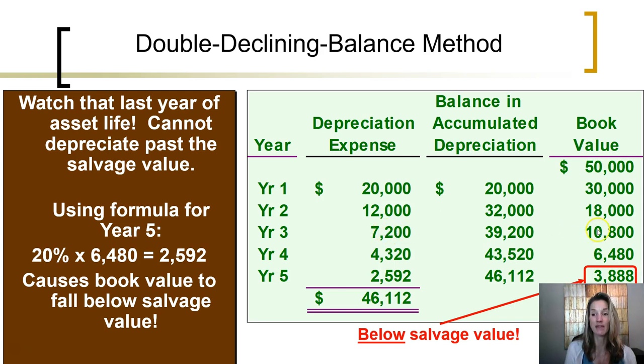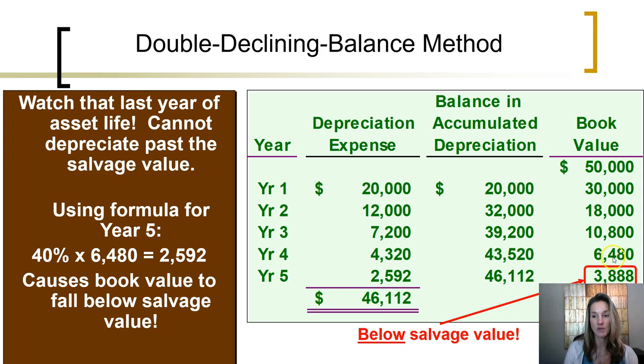So we multiply the $10,800 times 40% to get year four's depreciation expense, bringing the balance in accumulated depreciation up to $43,520, and the book value falls to $6,480. If we were to just do the formula in year 5, we would take our declining balance rate of 40% and multiply it by year 5's beginning book value.